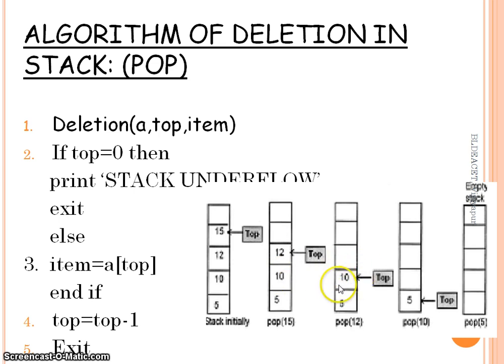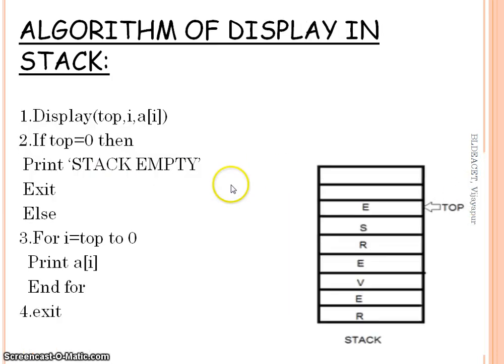Then I will delete 10, and your top will be decrementing by 1 and it will be pointing to 5. After deleting 5, your top will be pointing to 0, which means it is an empty stack. Then it leads to a stack underflow condition.